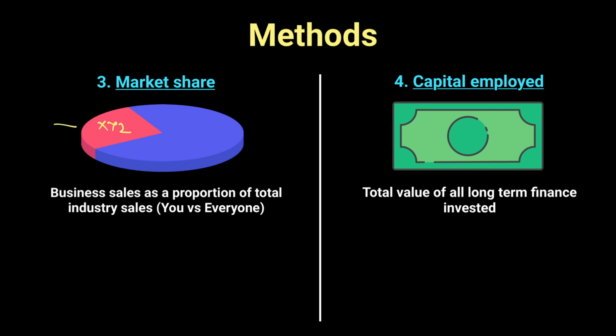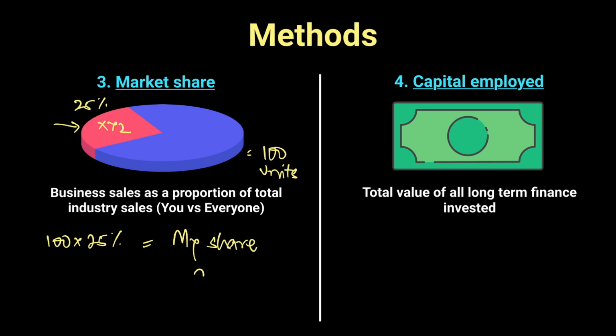Okay? Now, let's say the whole industry sales was 100 units, whatever we are selling, let's say total everybody sold was 100. And I know I had, let's say, 25% of that. Now, I know that if 25% is my share of the entire market, then 100 units times 25% will give me my share of the entire sales, which is 25 units. So market share simply helps to determine how much you sold as compared to everyone else.